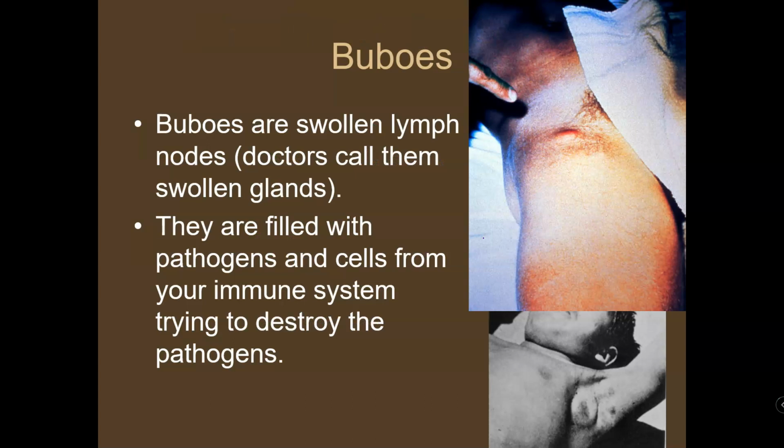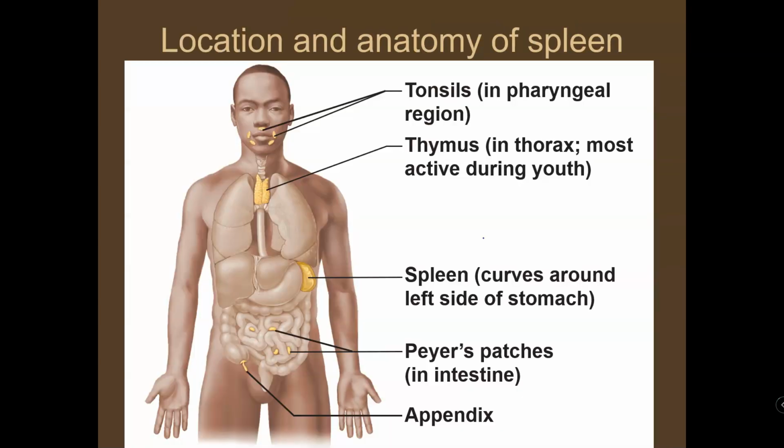Buboes are swollen lymph nodes. This is another one of my favorite words because it just sounds so silly. So when your doctor again feels your neck and says you have a swollen gland, he really means swollen lymph nodes. Also, to throw you back to old-timey stuff, back in the 1300s when we had the plague, it was the bubonic plague. It was called that because the bubonic plague leads to buboes. So there's your history lesson of the day, I guess.